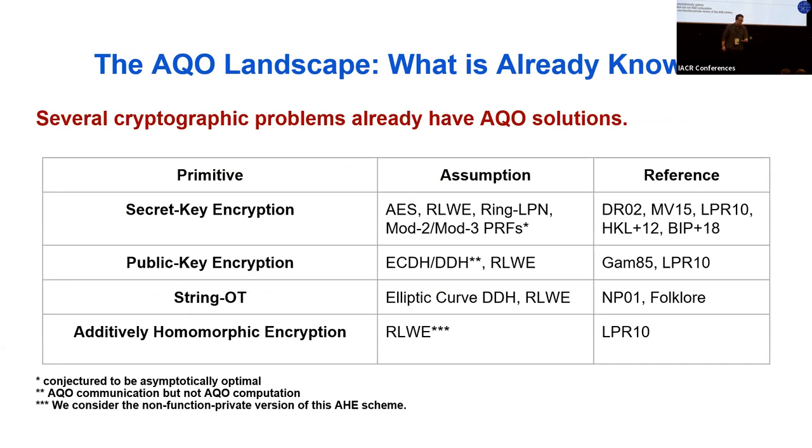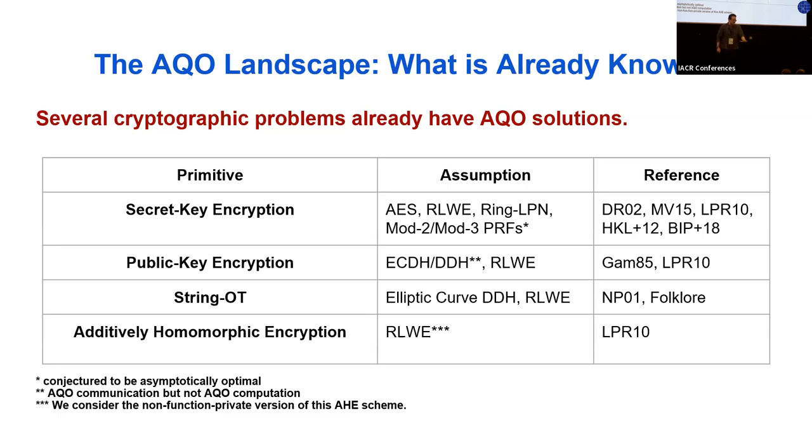Some crypto problems did have AQO solutions. Lots of solutions for secure key encryption. Basically, any secure PRF is going to give you a good secure key encryption solution. For AQO public key encryption, ring learning with errors is the main assumption that we have. This is going to be the main assumption that the rest of the talk is going to be focused on.